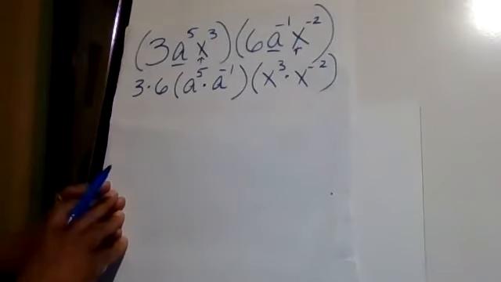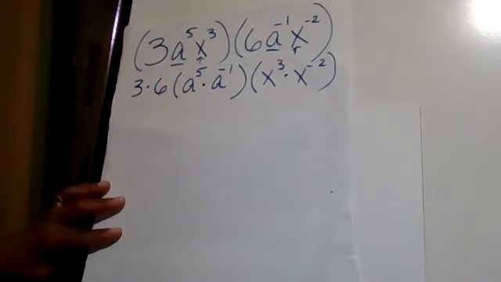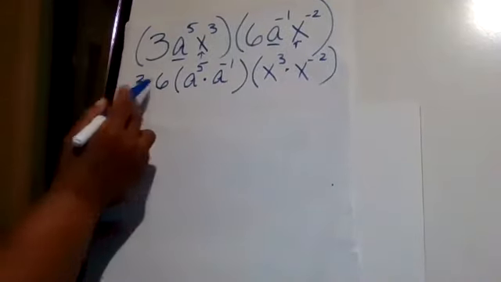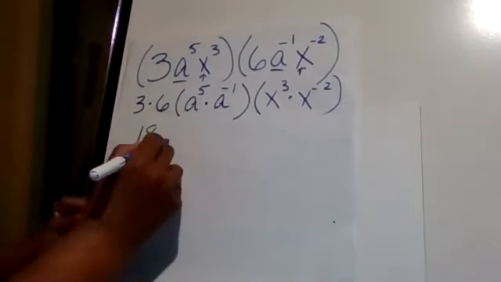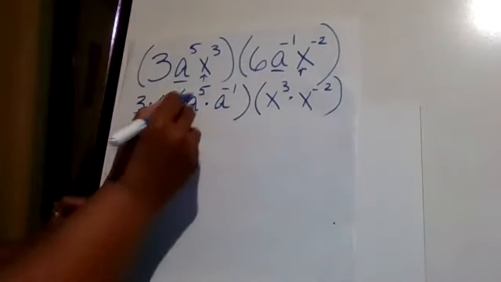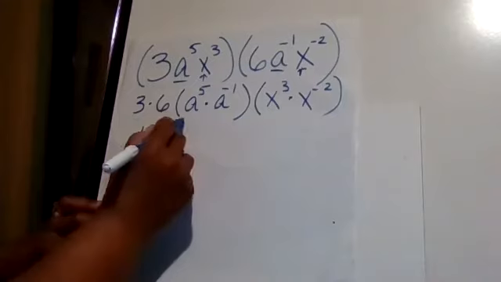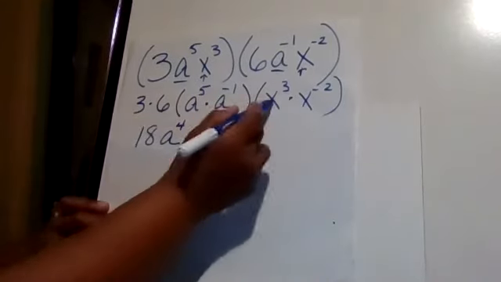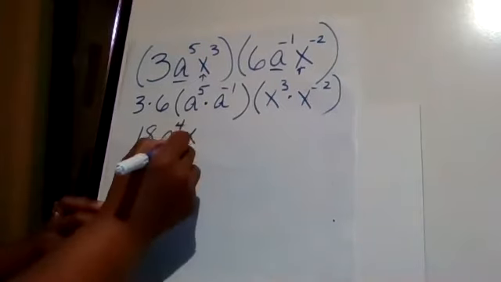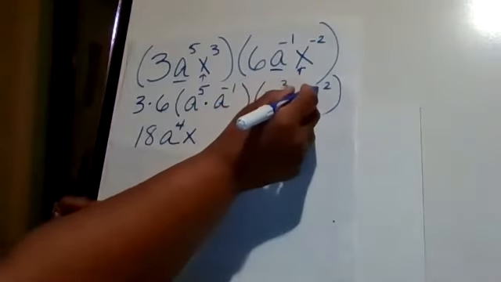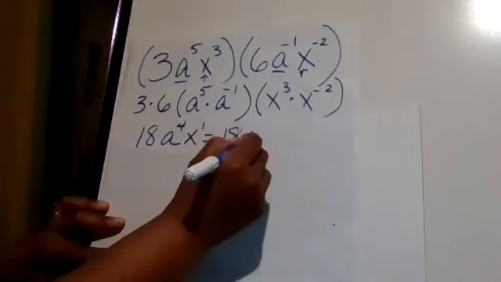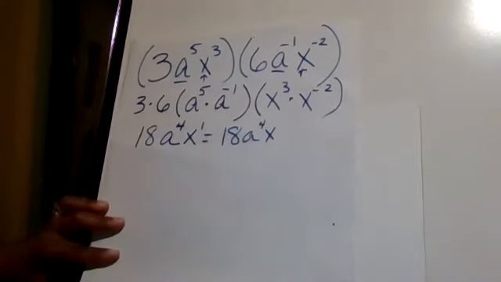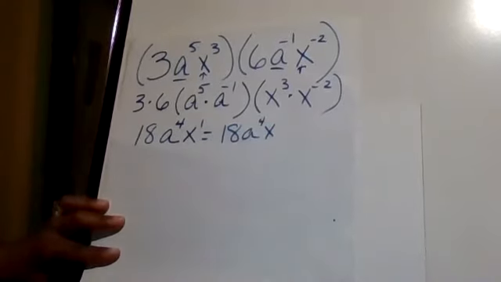So it would be easier to use the rule, when multiplying like bases, add the exponents, with this one. Multiply the numbers. 3 times 6 gives me 18. When multiplying like bases, keep the base. Add the exponents. 5 plus negative 1 is 4. When multiplying like bases, keep the base. Add the exponents. 3 plus negative 2 is 1. So I can rewrite this as 18a to the 4th x. So you're just simplifying it.